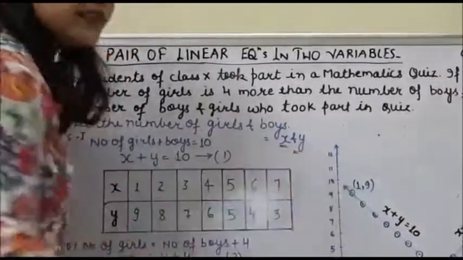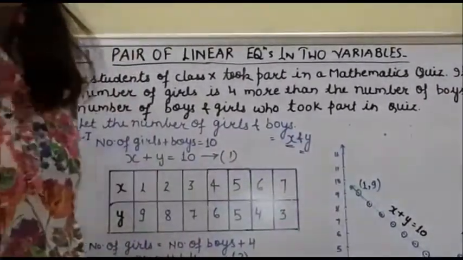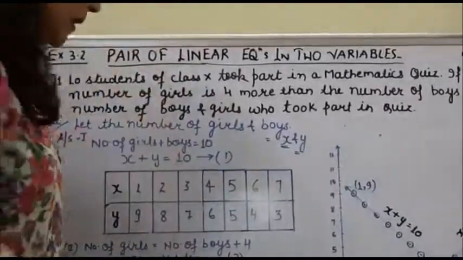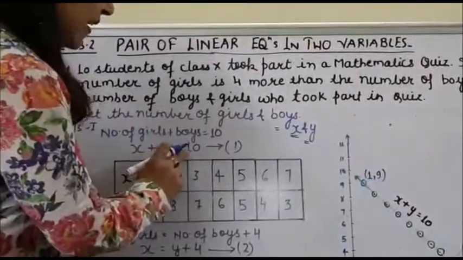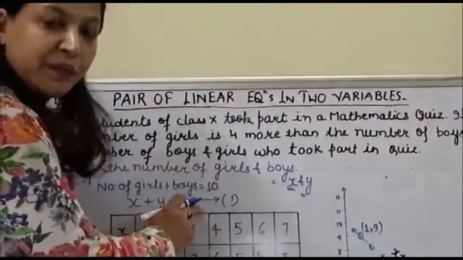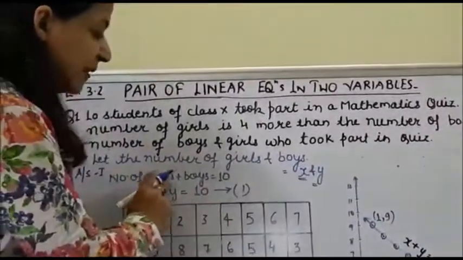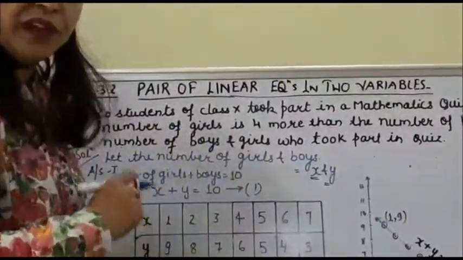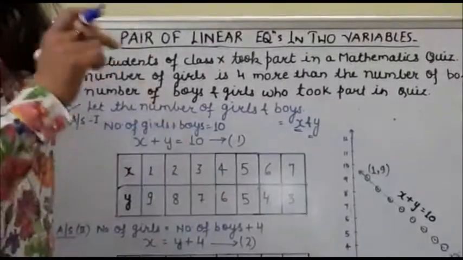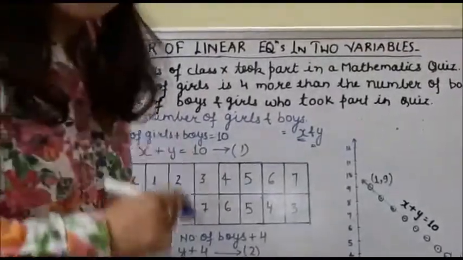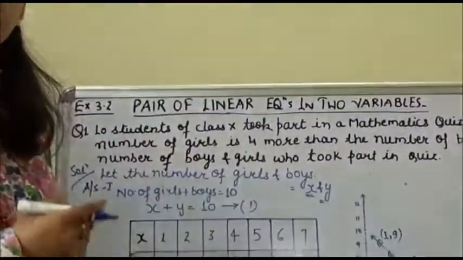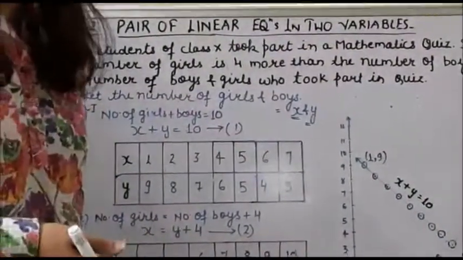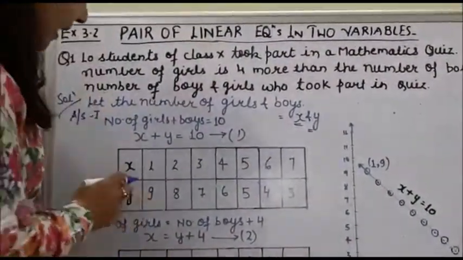X is number of girls and Y is number of boys, and total students are 10. So our first equation will be X plus Y is equal to 10. Why? Because number of girls plus number of boys, they have given as 10. So your first equation is ready. Now put the values of X, get the values of Y, and your table will be ready. So what I did, X and Y.